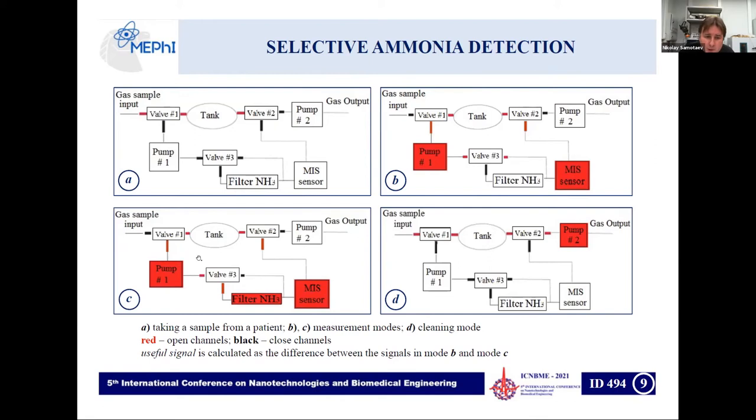After five minutes, valve three is closed and gas sampling starts going through the filter, which selectively reduces the concentration of ammonia. It just absorbs only ammonia and goes through the tank. After the next 5 minutes, the concentration of ammonia disappears from the gas sample, and you obtain the differential signal between input samples and output samples, which shows the content of ammonia. That means you are obtaining a clean signal of ammonia concentration on the background of other gases which a human exhales.